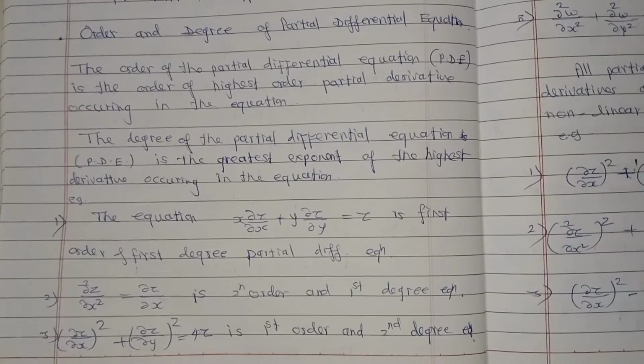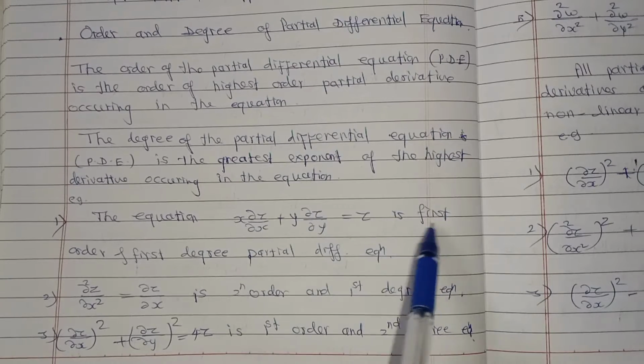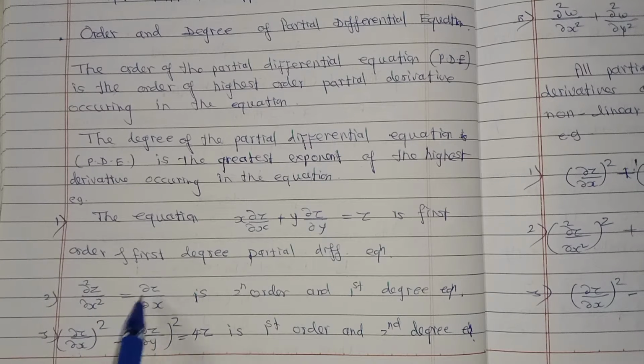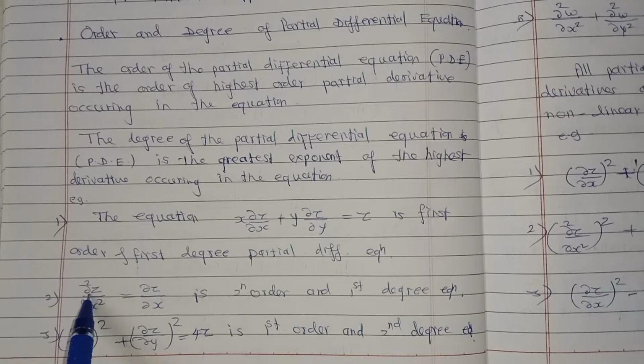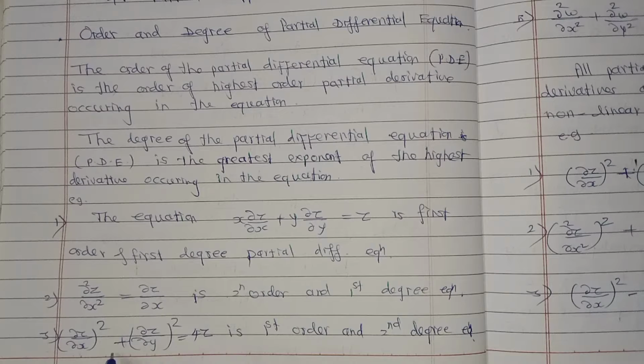For example, the equation x ∂z/∂x plus y ∂z/∂y equal to z is a first order and first degree partial differential equation. And the equation ∂²z/∂x² equal to ∂z/∂x is a second order differential equation, as the highest order is 2, and its degree is 1. Another example is (∂z/∂x)² plus (∂z/∂y)² equal to 4z. This is a first order differential equation and the degree is 2.